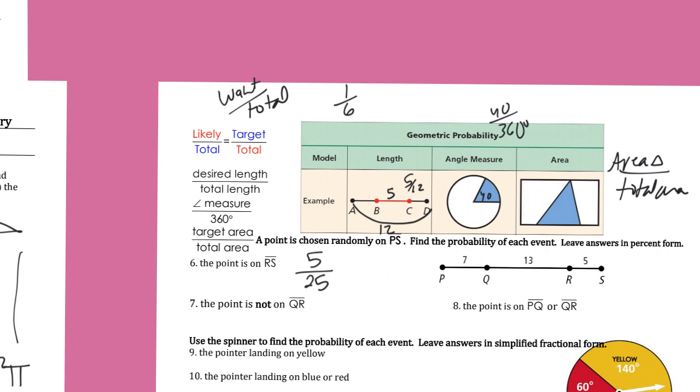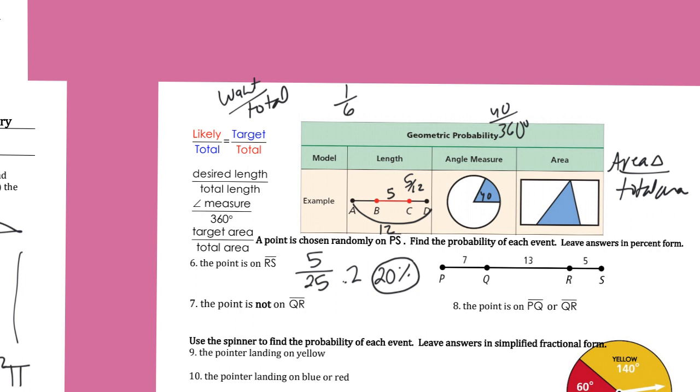You divide 5 divided by 25. You get 0.2. Change it to percent by times it by 100. That's 20%. So the probability that if you place a point on this segment, it's between R and S is a 20% chance.